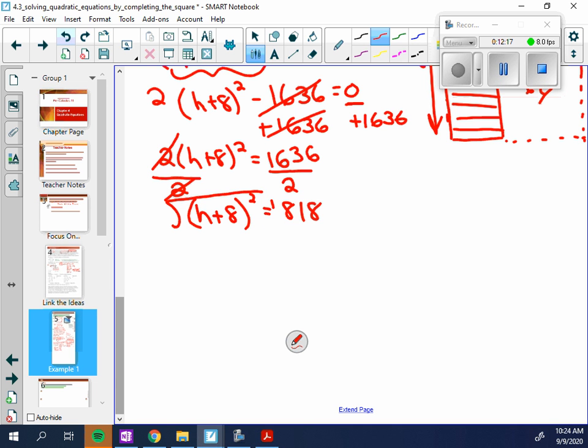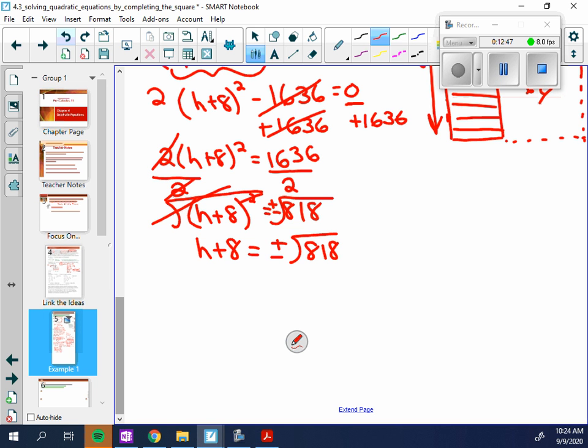I usually put a plus and minus here on the outside of the square root, because if you introduce it, you have to put plus and minus. On this side, the square root and the square nicely cancel, so you have an h plus 8. On the other side, you have the square root of 818. Now, is this a perfect square? So throw it into your calculator. Is it a perfect square? No. Okay, so I'm going to leave it like this as the plus and minus of the square root of 818.